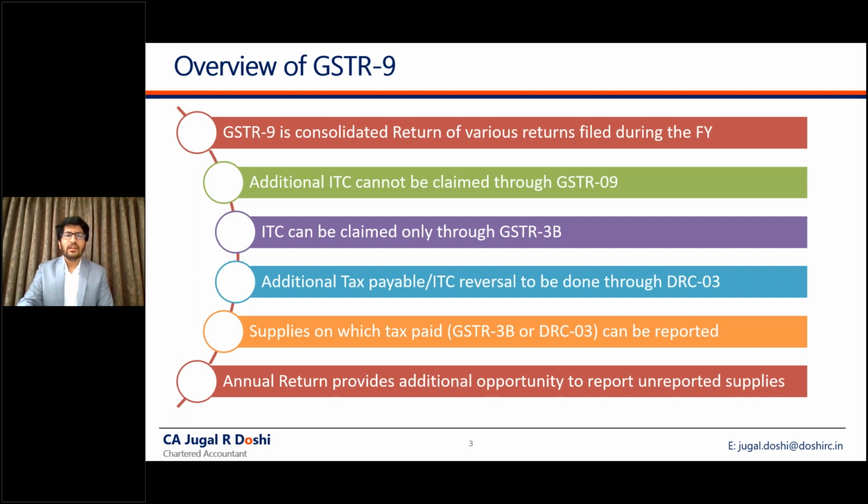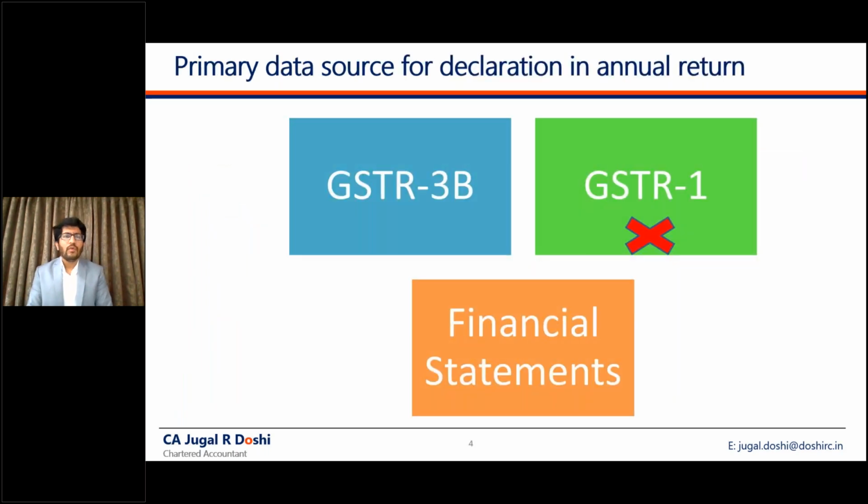So with this, let's go to our next point, which is the primary data source for declaration in annual return. We have three main data sources: data which is submitted through GSTR3B, data which is submitted through GSTR1, and audited financial statements. So these are the three data sources which we have. While filing GSTR9, which data should we refer to?